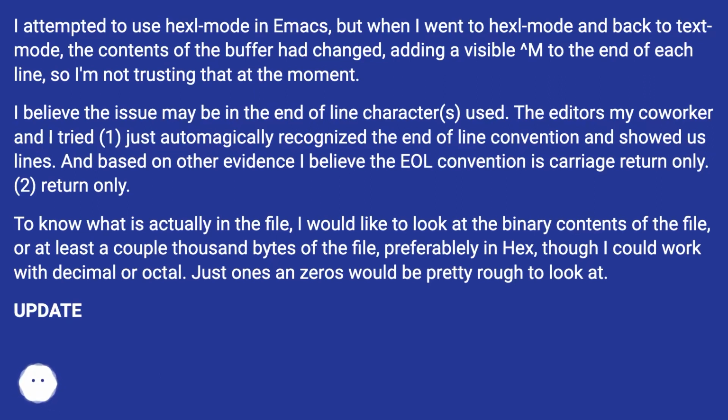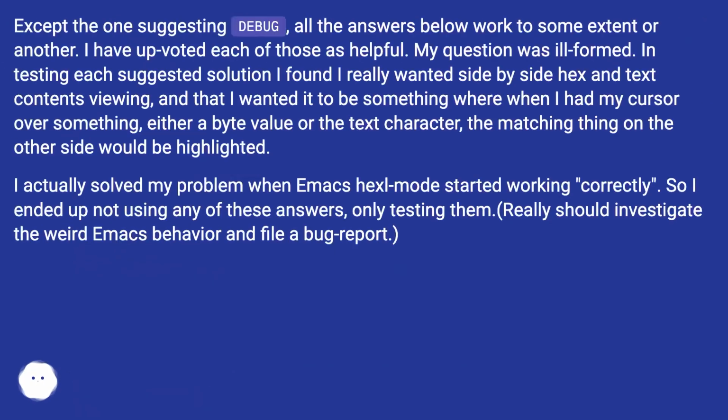Update. Except the one suggesting debug, all the answers below work to some extent or another. I have upvoted each of those as helpful. My question was ill-formed. In testing each suggested solution I found I really wanted side-by-side hex and text contents viewing, and that I wanted it to be something where when I had my cursor over something, either a byte value or the text character, the matching thing on the other side would be highlighted. I actually solved my problem when Emacs hexl mode started working correctly. So I ended up not using any of these answers, only testing them. Really should investigate the weird Emacs behavior and file a bug report.